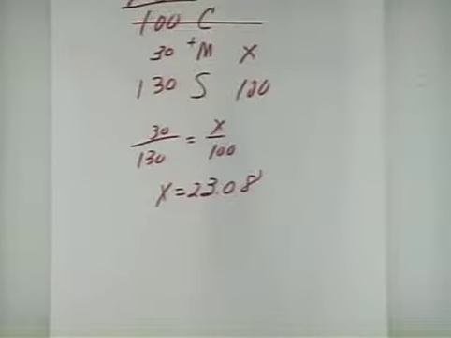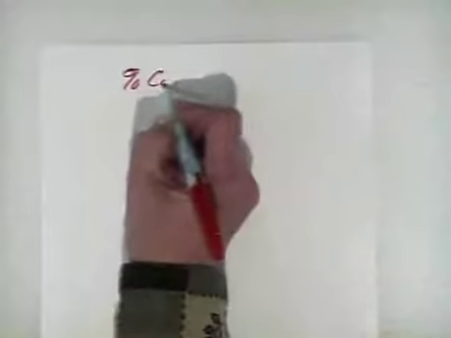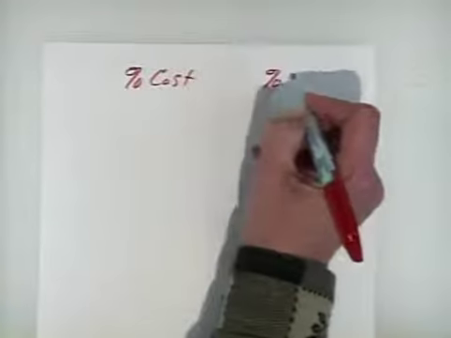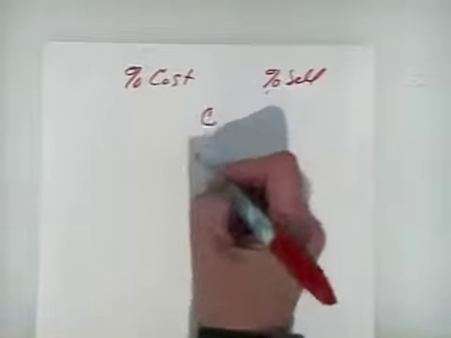Try the next problem. It says markup on cost is 100%. What is the markup on selling price? Markup on cost is 100%. What is the markup on selling price? It's kind of an interesting one. Or I like it at least.